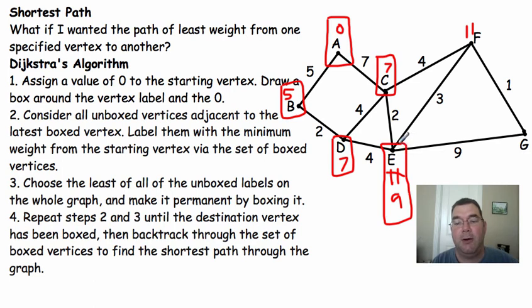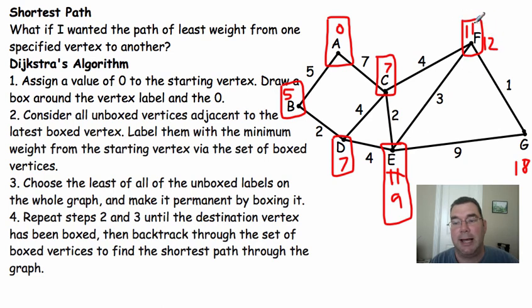Now from E, I can either go to F or I can go to G. If I go from E to G, that's 9 more, making that 18. And then I can also go from E to F, which would be the 9 that got me to E, and then 3 more, making that 12 to get to F. But I've got a better way to get to F, right? I've already figured out a way to get to F that only costs me 11. So I'm going to use the path to F that only costs 11.